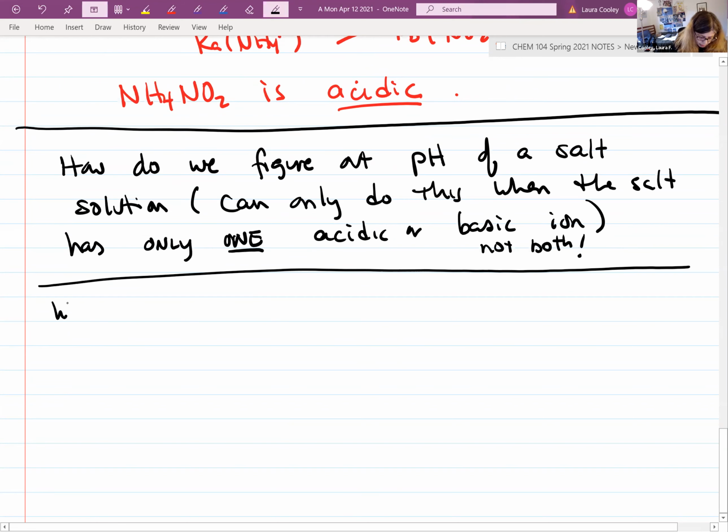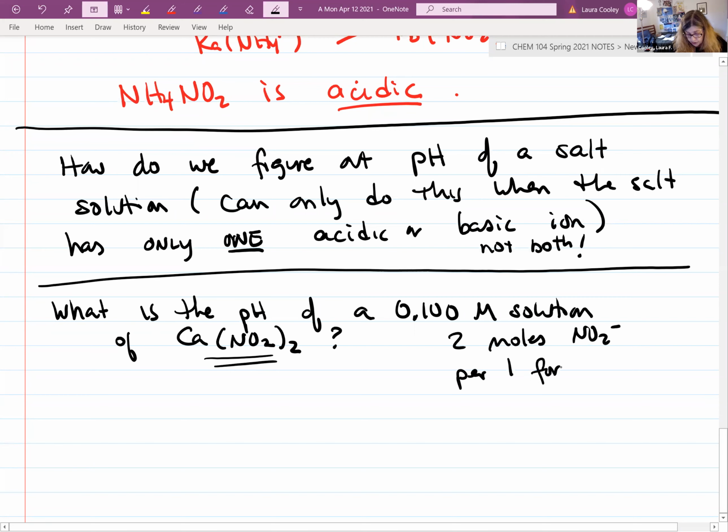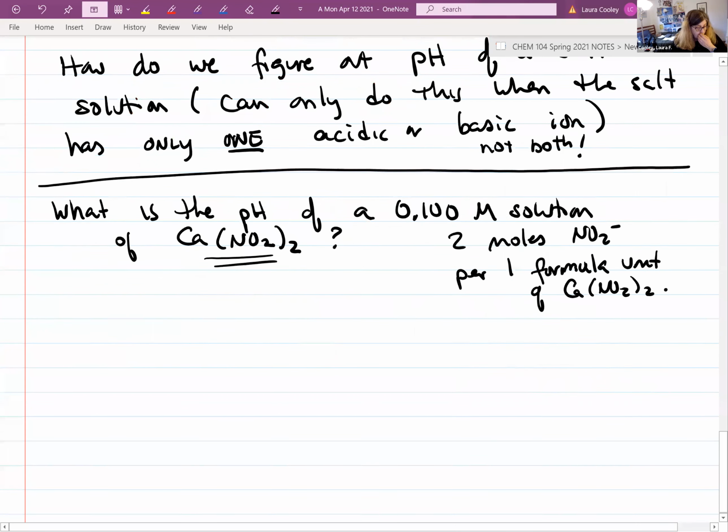And so here's a problem. What is the pH of a 0.1 molar solution of calcium nitrite? Notice that in calcium nitrite there are actually 2 moles of NO2 minus per 1 formula unit of Ca(NO2)2. So that's going to be something we have to figure out.